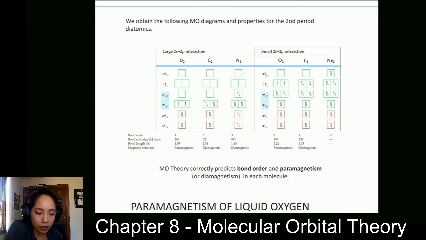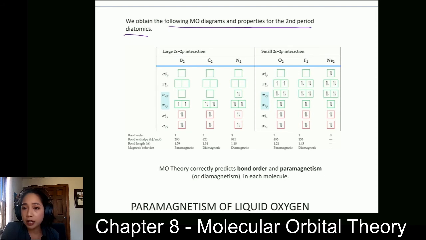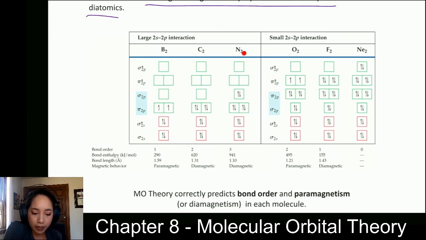So overall, these are the MO diagrams for all of the diatomics within the second period. Diatomic boron, carbon, and nitrogen have significant sp mixing, so the bonding orbitals between the pi and the sigma in the 2p atomic orbital shell switch places, while oxygen, fluorine, and neon follow our idealized order going up: sigma, pi, pi star, sigma star. While boron, carbon, and nitrogen, because there's large sp mixing, go pi, sigma, pi star, sigma star.